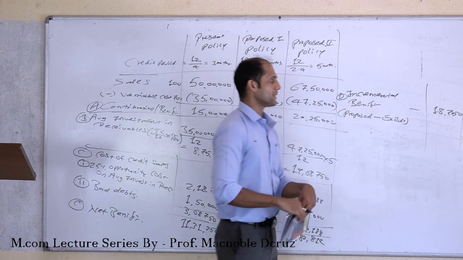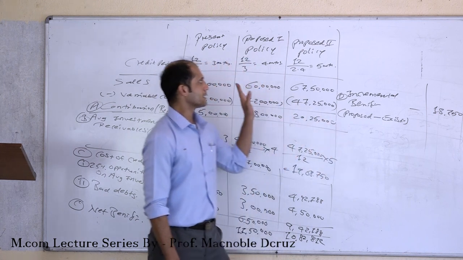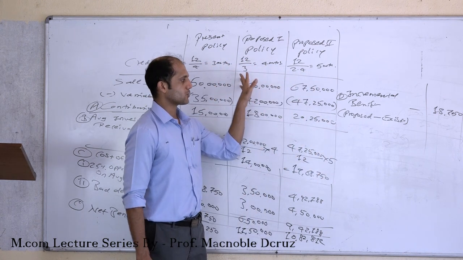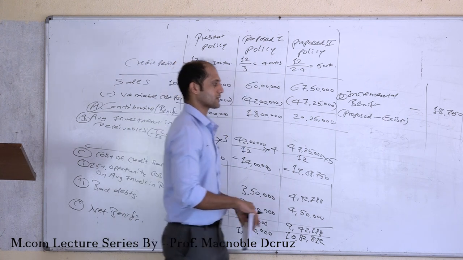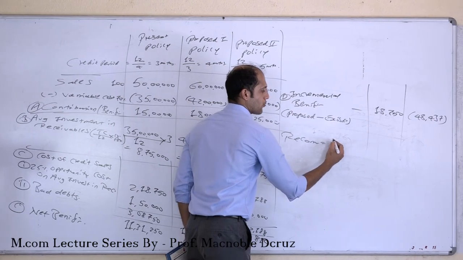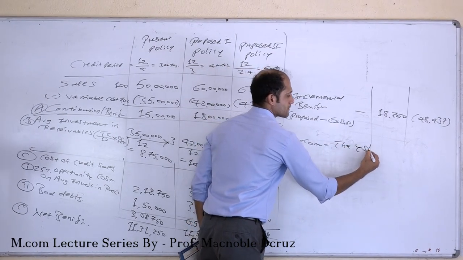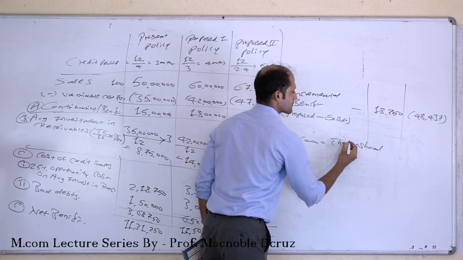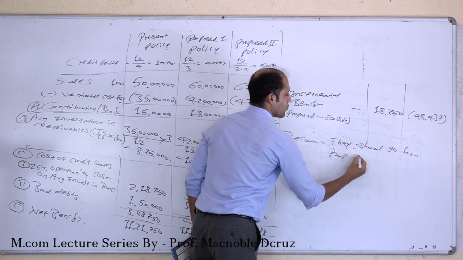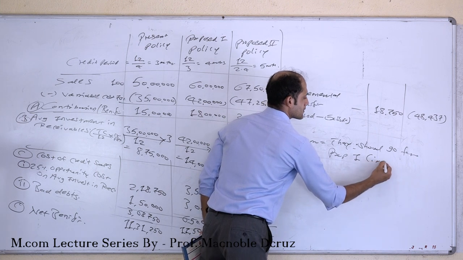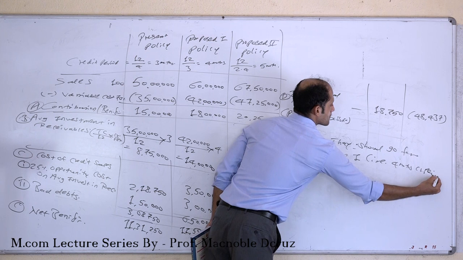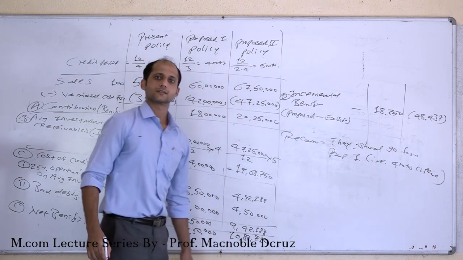So if the company needs to increase the credit period, they should increase it to 4 months, not to 5 months. So our recommendation for the company is they should go for proposal 1, that is 4 months credit. Okay? Thank you very much.